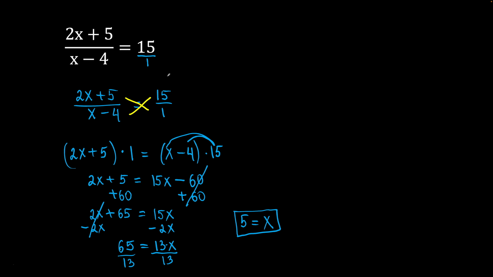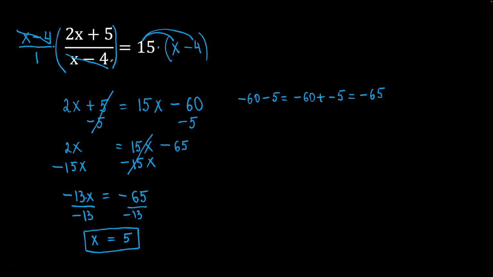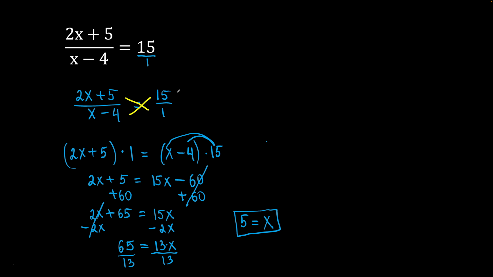We wrote 15 over 1. So go with the way that is most comfortable to you. You either multiply both sides by x minus 4, or you write 15 over 1 and cross multiply. So go with the way that is easier for you and that makes more sense.